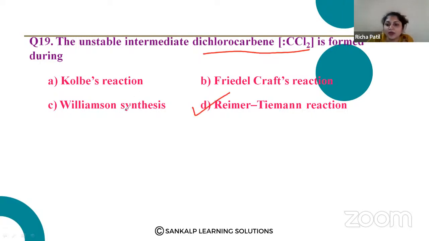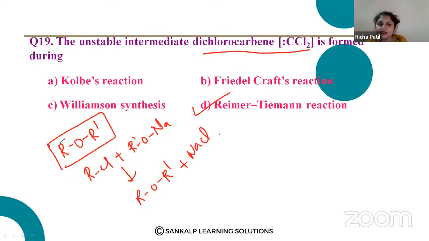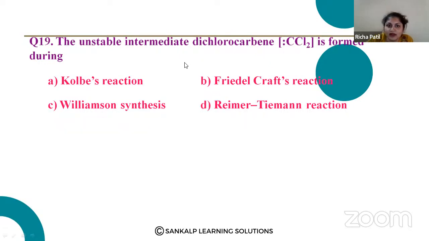It is Reimer-Tiemann, not Williamson synthesis. Williamson synthesis is for the preparation of ethers. When an alkyl halide is reacted with sodium alkoxide, it gives you R-O-R' plus NaCl. So this is Williamson's ether synthesis, not C. It is D, the Reimer-Tiemann reaction. We had just discussed it in the previous slide, right?